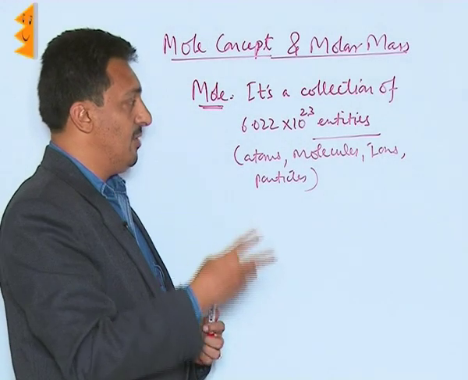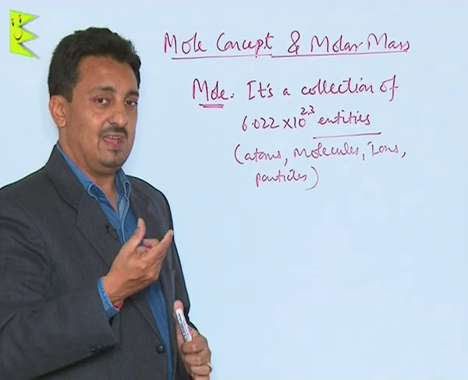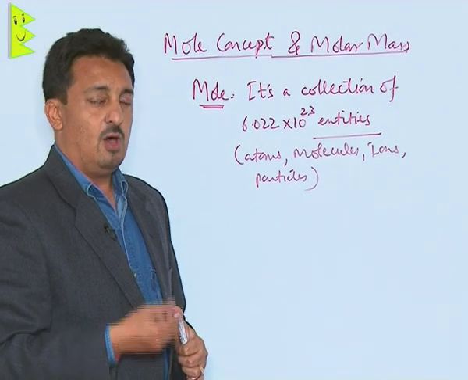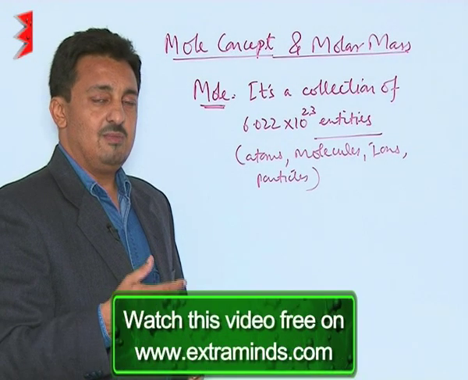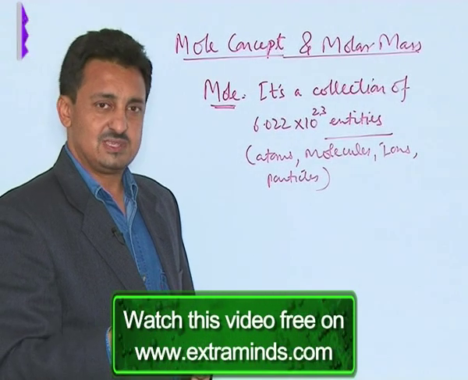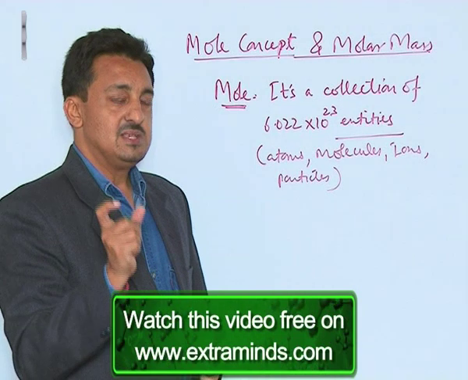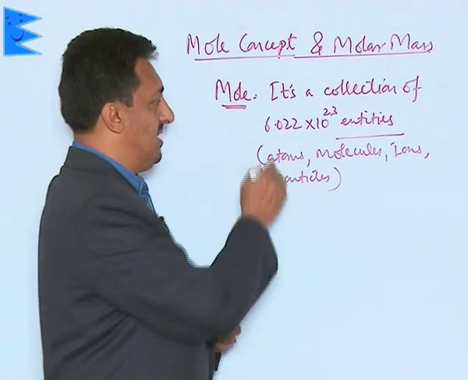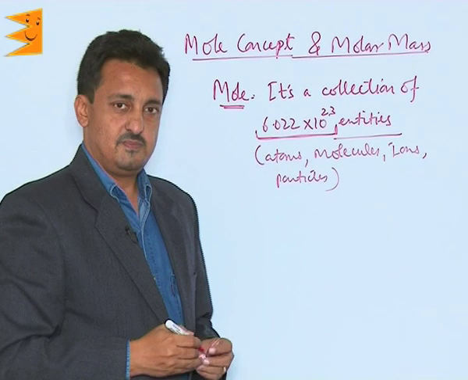Now, what is important to note here is, like the terms we use: a dozen for indicating the number 12, a fortnight for 2 weeks, 15 days. We normally say a month means 30 days. When we say decades, it's 10 years. Like these, numbers have been given certain names. Similarly, this much bigger number has been given a name called mole.